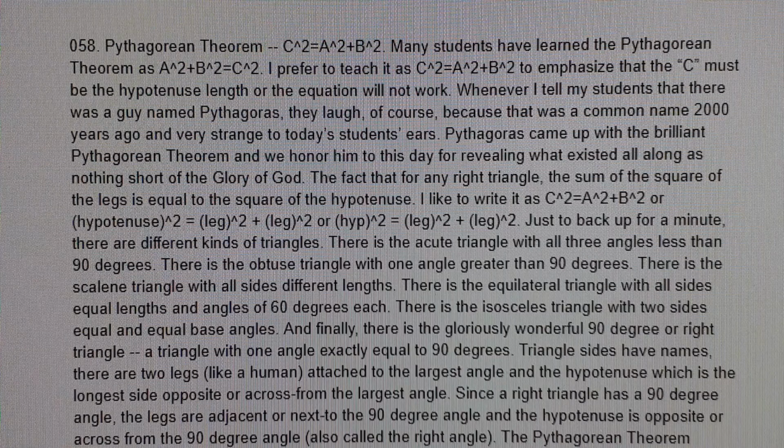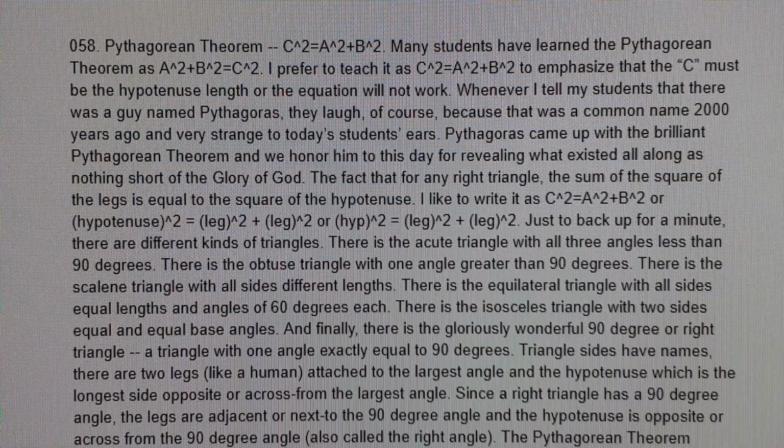Students must be very careful to learn that in the Pythagorean theorem, "c" is the hypotenuse and a and b are the legs. I try to encourage my students to "c" (S-E-E) the hypotenuse. If this detail is not followed, then the brilliance of the Pythagorean theorem is null and void.